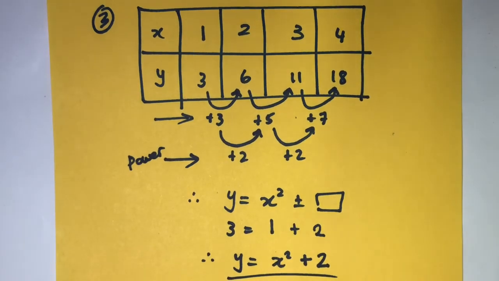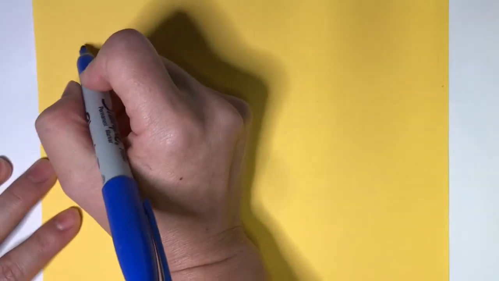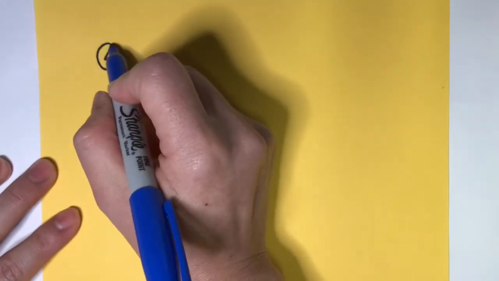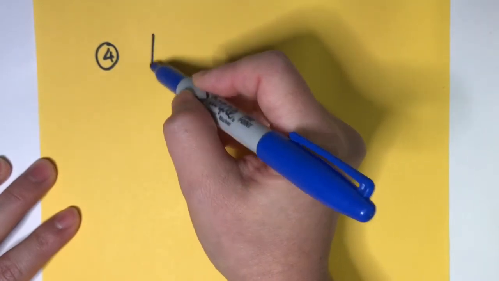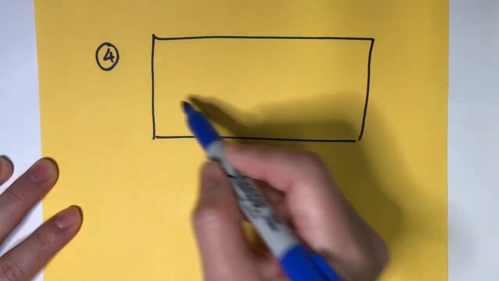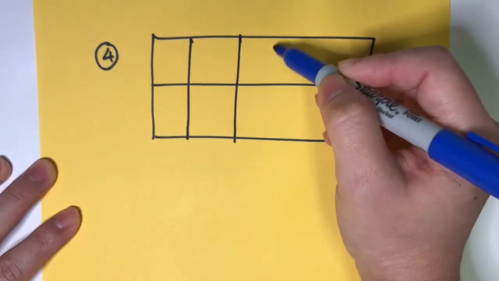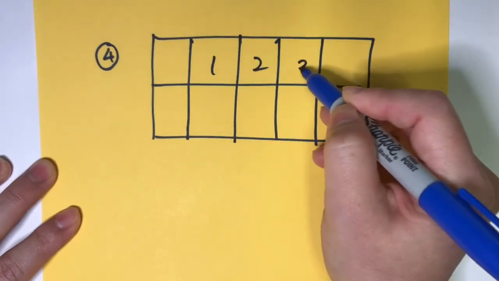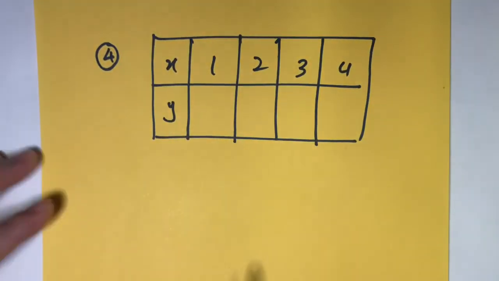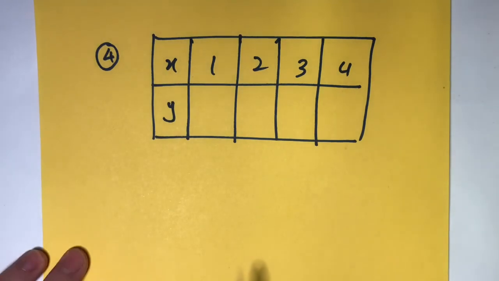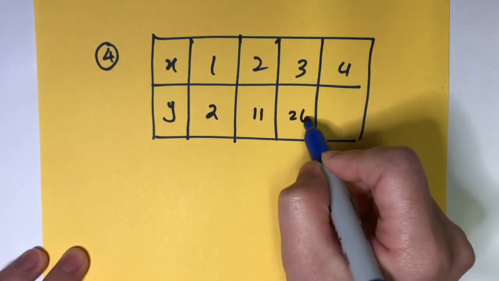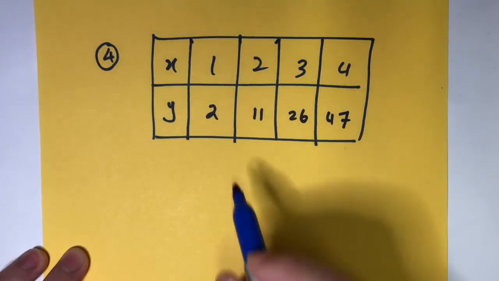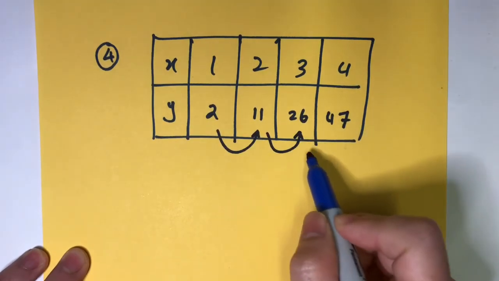Now what will happen now? All right, one more, because you challenged me just now. That wasn't too hard. Number 4. Okay, so what will happen if I have something like this? 1, 2, 3, 4, x and y. So if I have something like 2, 11, 26, 47. All right, so that doesn't look very friendly to me.